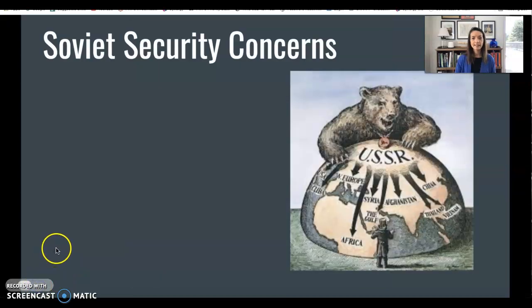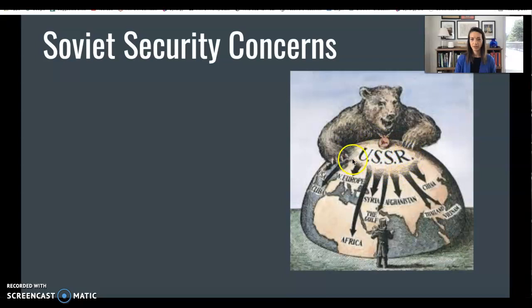Okay, next slide. We're talking about Soviet security concerns dealing with Germany trying to invade Russia. Again, that's what their reasoning was for doing some of what they did. Okay, I included a political cartoon on this page. Russia or the USSR is often represented by a very large bear.